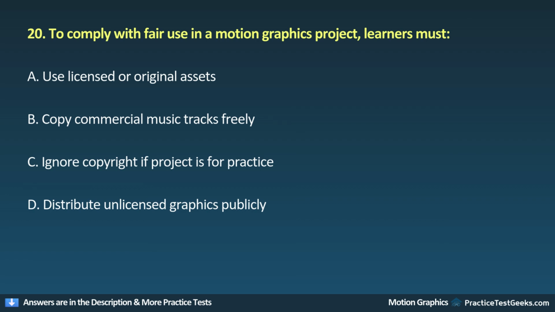20. To comply with fair use in a motion graphics project, learners must: A. Use licensed or original assets. B. Copy commercial music tracks freely. C. Ignore copyright if the project is for practice. D. Distribute unlicensed graphics publicly.